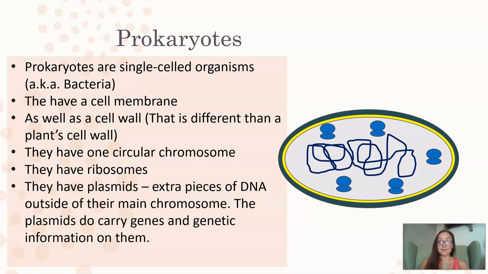Now, a cool thing about prokaryotes is that they have these extra pieces of DNA, little tiny circles of DNA that have anywhere from 50 to 500 genes on them, and these are called plasmids. So these are separate from their one large circular chromosome. In addition, they have these cute little plasmids that we, as humans, take advantage of during genetic engineering and biotechnology. So let's go ahead and talk about prokaryotes some more.